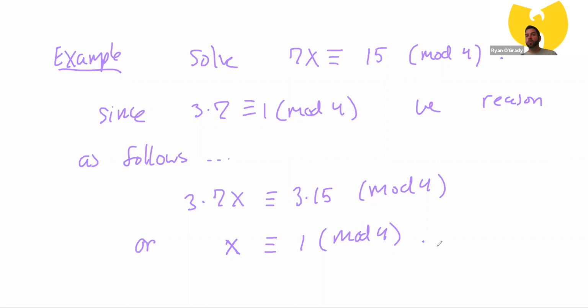Well, 7 times 1 is 7. What's 7 minus 15? Negative 8. Is negative 8 divisible by 4? Yes, it checks. Is it the only solution? No, it's not. 5 would work. 35 minus 15 is 20. So this checks.